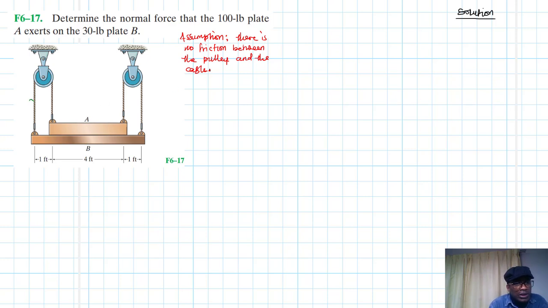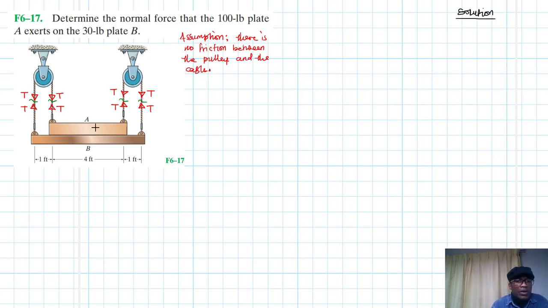So let's do a section here, a section there, a section there, a section there. So we are going to have tension force T, tension force T, tension force T there, tension force T, tension force T, tension force T, tension force T, and tension force T.